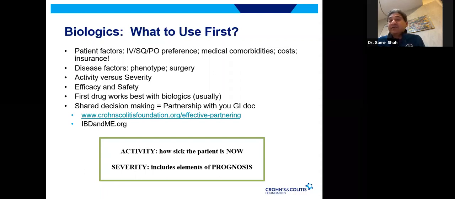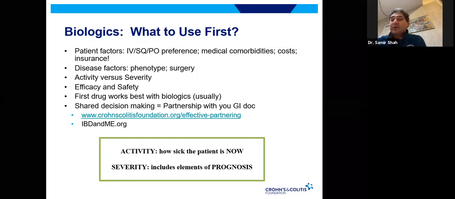We think about the disease factors, the phenotype, whether somebody's had surgery. We think about disease activity versus severity. I'll come back to that. We think about how good the drug is and what our chances of response are. And what about safety? Is it going to increase the risk of infections or cancer or other side effects? With the biologics, the first drug that we choose usually works the best. So it's an important choice. It shouldn't be random, and it's shared decision making.